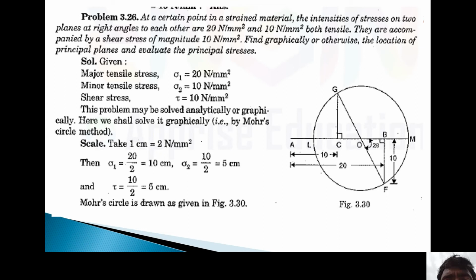This is another problem. At a certain point in a strained material, the intensities of stresses on two planes at right angles to each other are 20 Newton/mm² and 10 Newton/mm², both tensile. They are accompanied by shear stresses of magnitude 10 Newton/mm². Find graphically and otherwise the location of principal planes and evaluate the principal stresses.